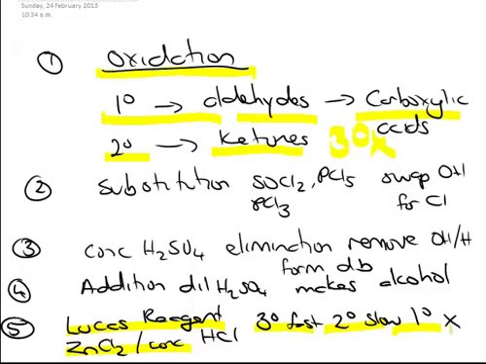And substitution reactions here, SOCl2, PCl3, PCl5, you're just swapping the OH group for a Cl group. With concentrated sulfuric acid, you're just removing an OH and H to form a double bond, so that's an important one. The addition reaction is kind of the reverse of that reaction. We have dilute sulfuric acid, you add it across a double bond, you add the OH and the H, and that makes an alcohol. So those are all the reactions.